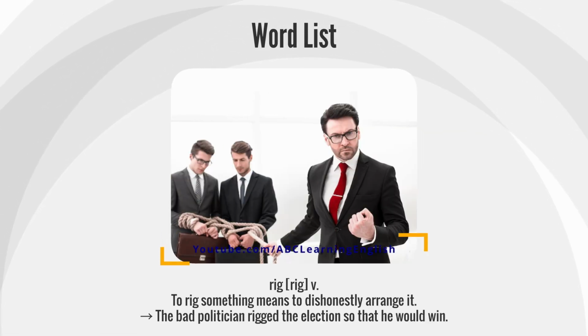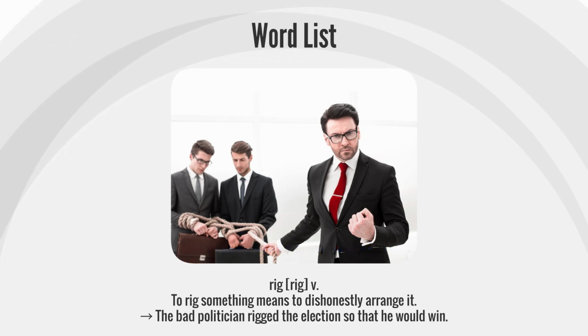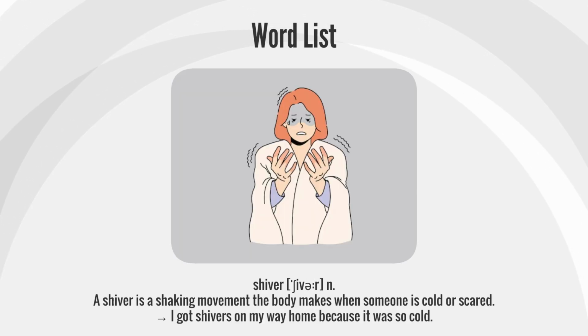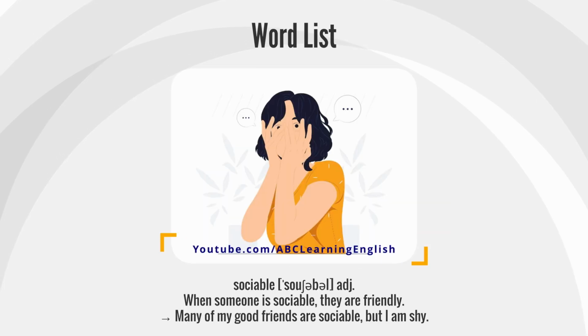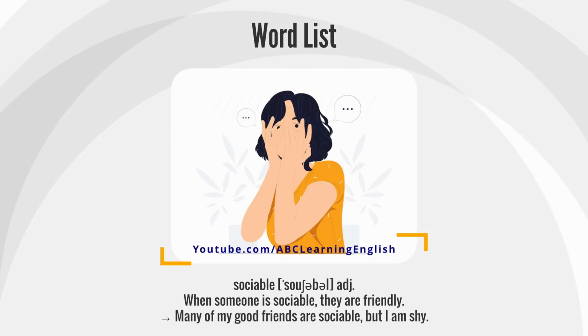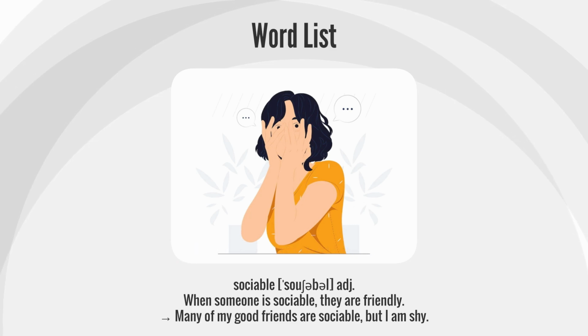Rig. To rig something means to dishonestly arrange it. The bad politician rigged the election so that he would win. Shiver. A shiver is a shaking movement the body makes when someone is cold or scared. I got shivers on my way home because it was so cold. Sociable. When someone is sociable, they are friendly. Many of my good friends are sociable, but I am shy.